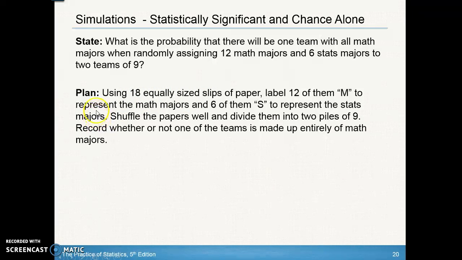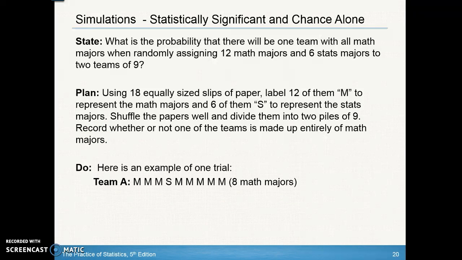All right, so how can we plan to do this? So we're going to take 18 equally sized slips of paper, label 12 of them M for math majors and 6 of them S to represent the stats majors. We're going to shuffle the papers well, divide them into 2 piles of 9, record whether or not one of the teams is made entirely of math majors. All right, and we're going to do this a couple times. Now, you could obviously do this using numbers too, using a simulation. That's totally fine.